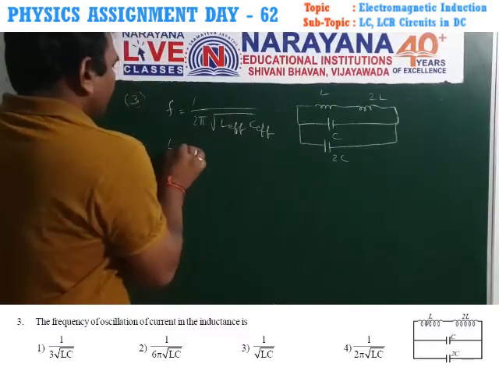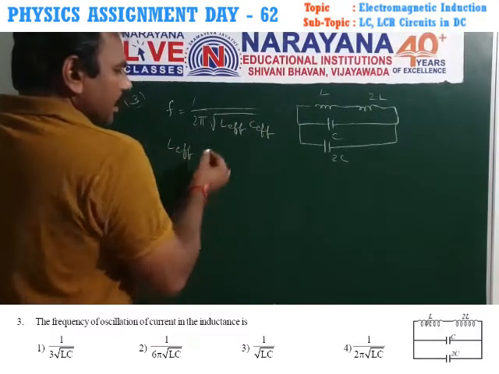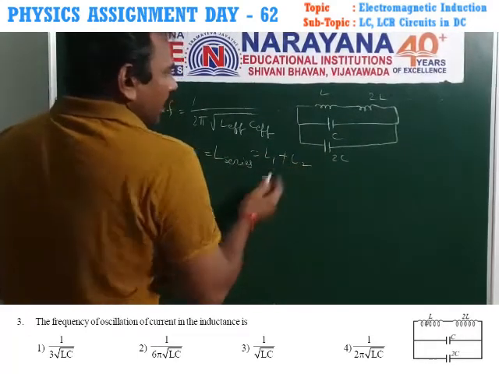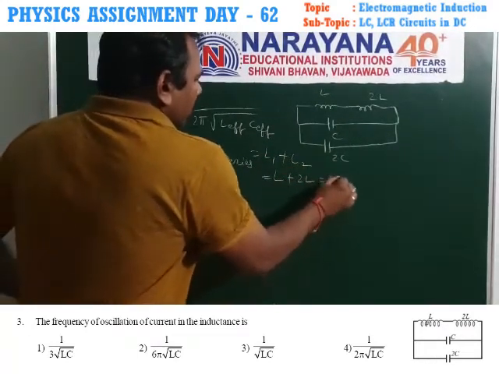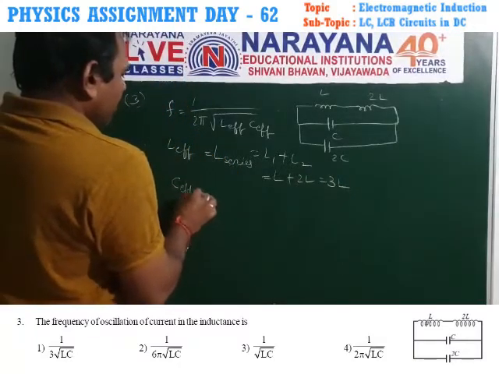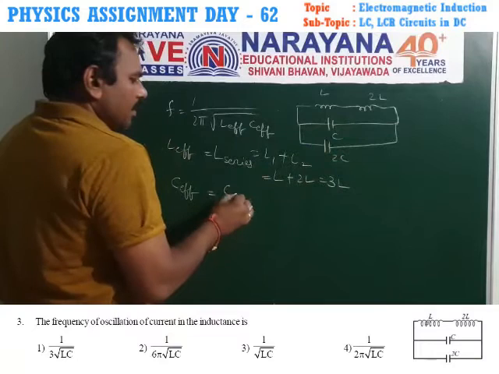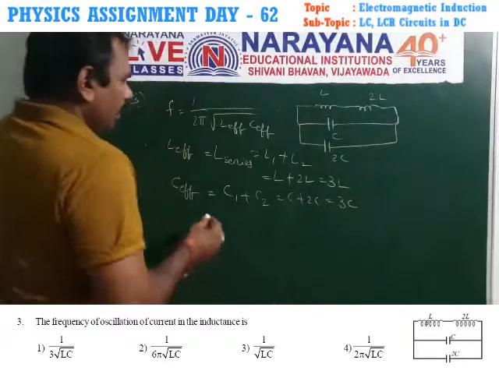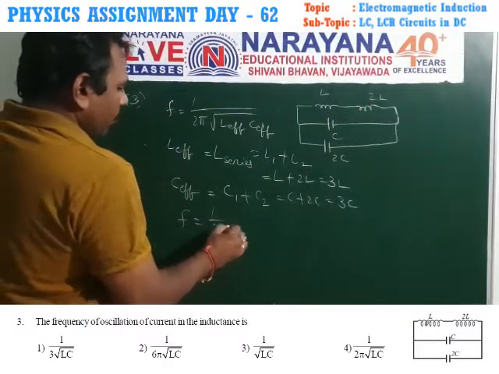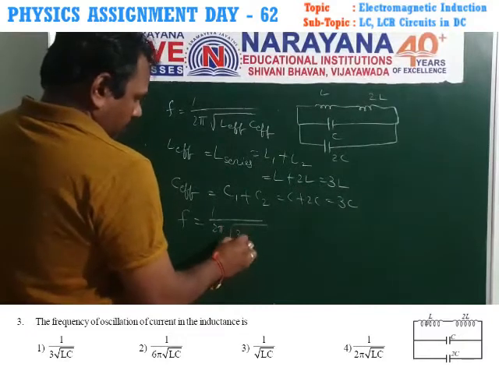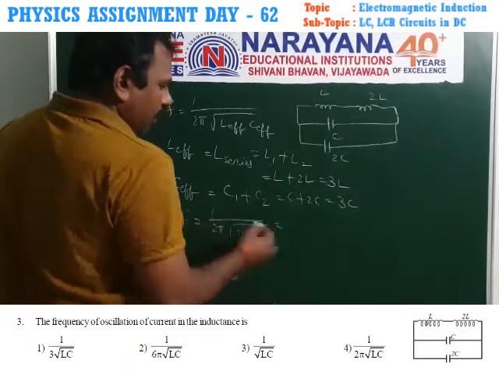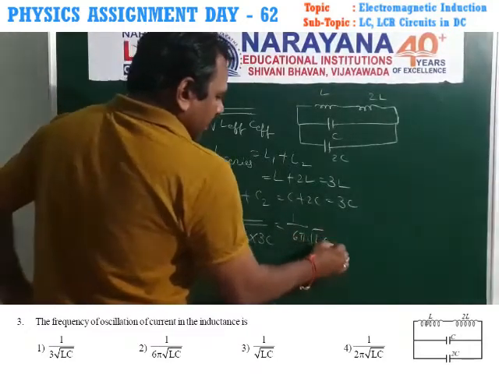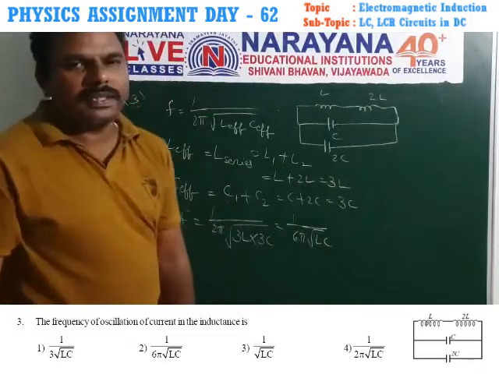So how to find L effective? In the series combination, L effective is L1 plus L2, that is L plus 2L, which is equal to 3L. C effective in parallel combination is C1 plus C2, C plus 2C, which is equal to 3C. Therefore, the frequency of oscillation is 1 by 2 pi into root of 3L into 3C. The 3 comes outside, so 1 by 6 pi into root LC. This is the frequency of oscillation of the LC circuit.